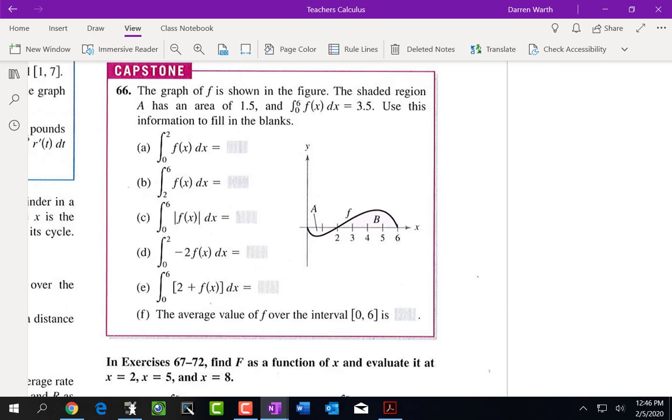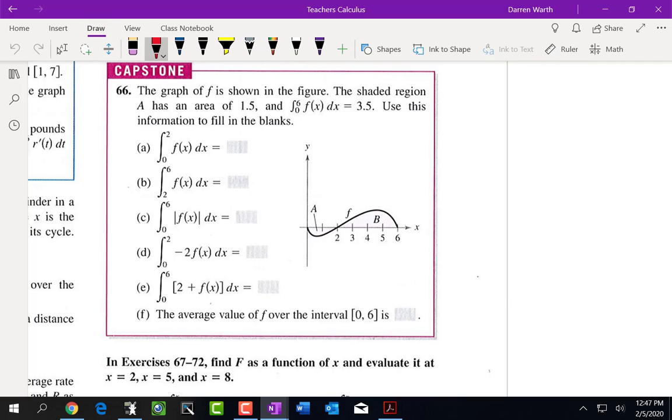Okay, problem number 66 on section 4.4 shows us this graph. This is the graph of f as shown in the figure. The shaded region A has an area of 1.5, and the integral from 0 to 6 of f of x dx equals 3.5. Use this information to fill in the blanks. So we got to use this information right here.